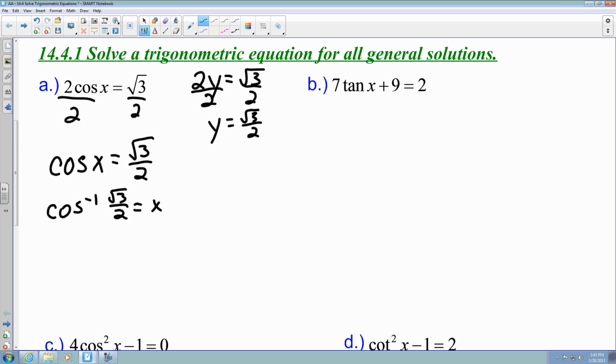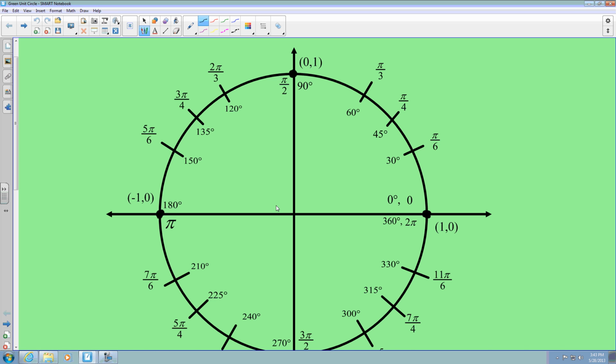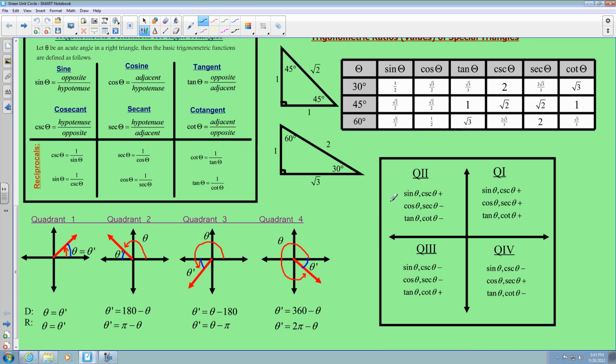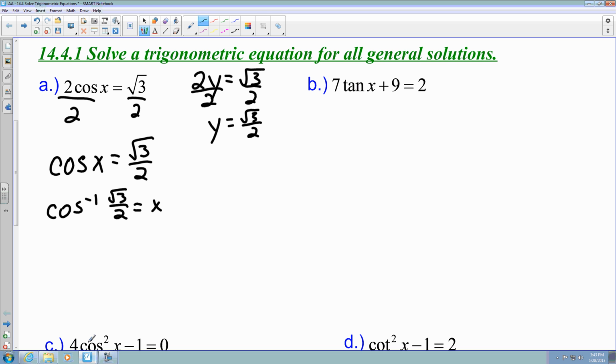Now, you can either do that, or you can look at your unit circle handout, which I gave you in chapter 13. If you look at cosine and at square root of 3 over 2, which is right here, you realize that the inverse cosine of the square root of 3 over 2 is going to give you 30 degrees. So if we go back over here, we know that x is going to equal 30 degrees. But in radians, it actually equals pi over 6.